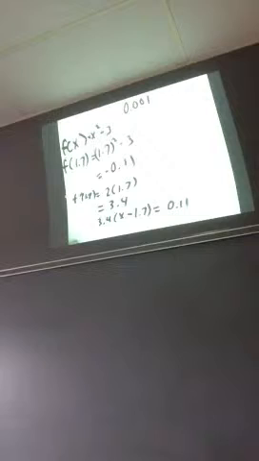So we solve this out for x, so we get 3.4x minus 5.78 equals 0.11.